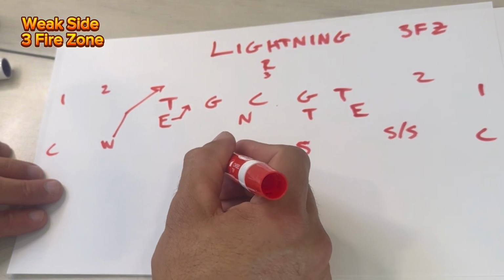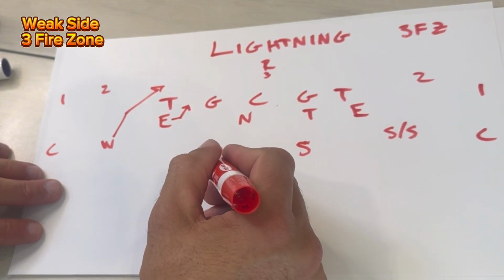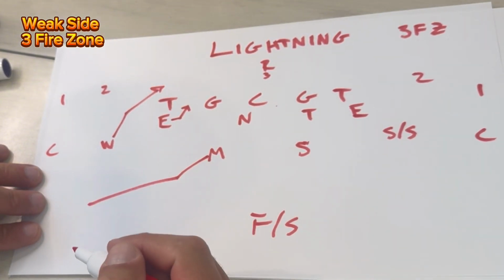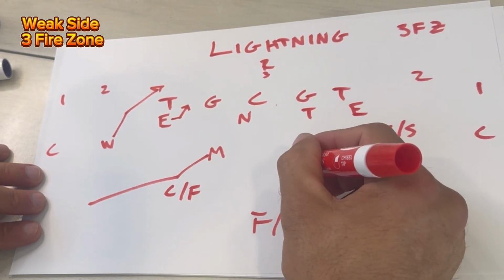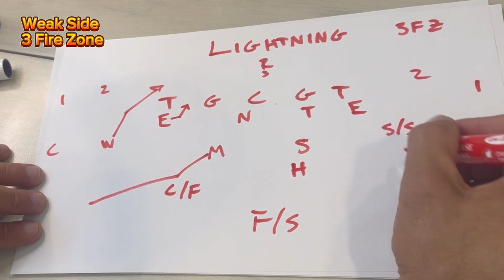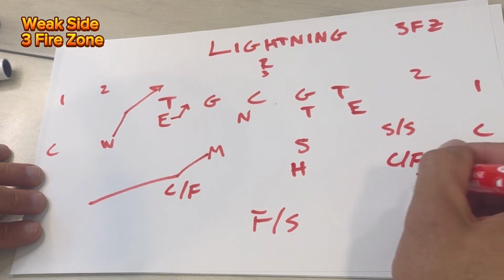All right, that means the Mike now has to become the curl flat defender on this side. So the Mike is the curl flat. That makes this Sam the hook player off of 3, and now the safety can still play curl flat to this side.